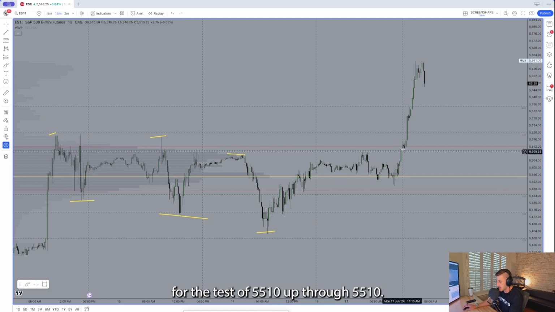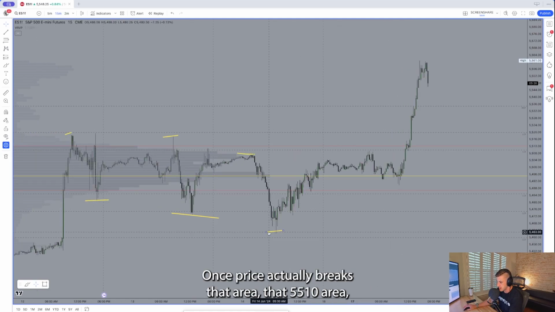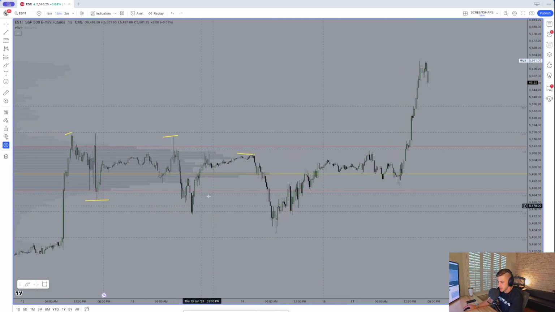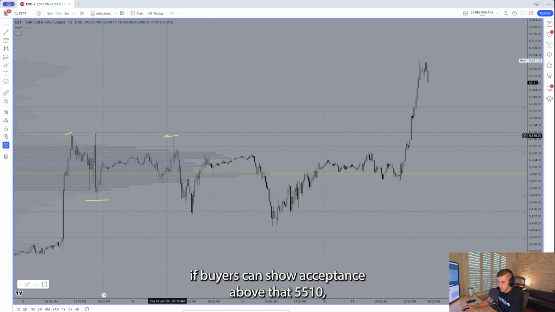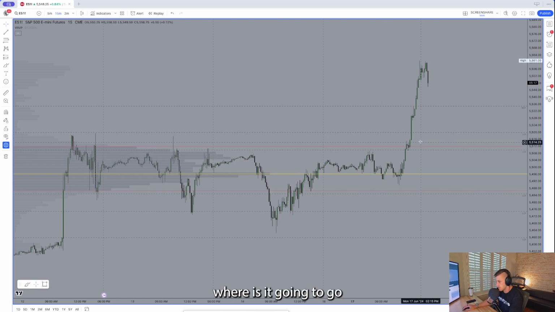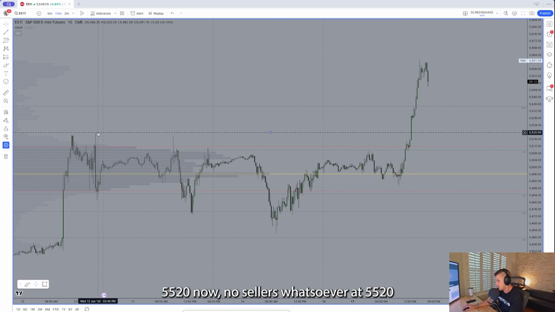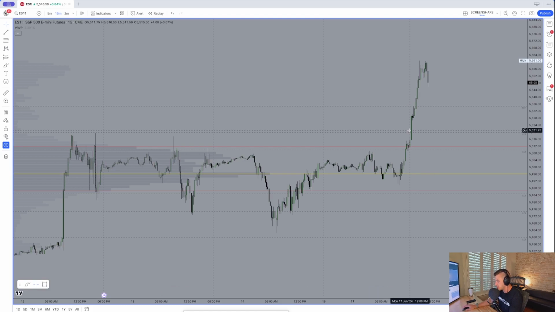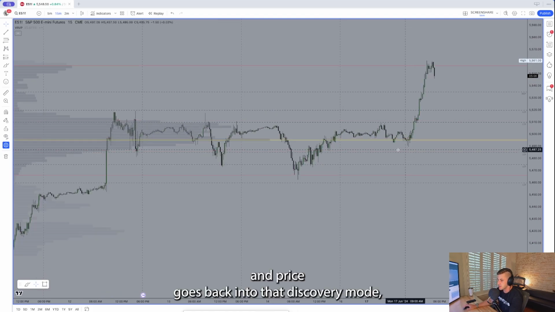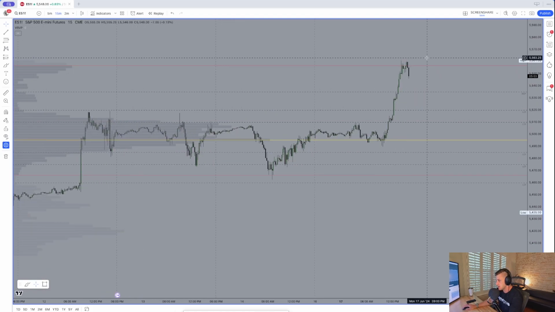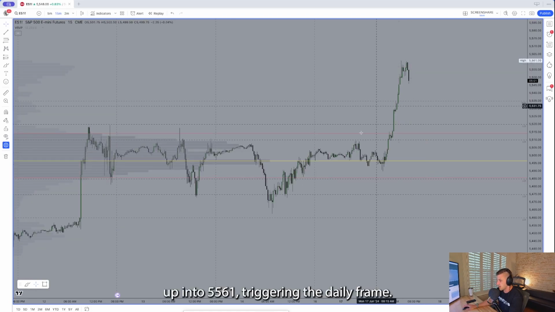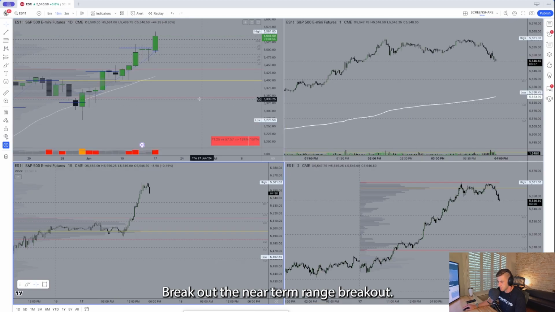Once price actually breaks that 55.10 area, if buyers can show acceptance above it, where's it going to go? Into that previous all-time high right through here, 55.20. Now, no sellers whatsoever at 55.20, and price goes back into that discovery mode, marking a high up into 55.61, triggering the daily time frame breakout, the near-term range breakout.